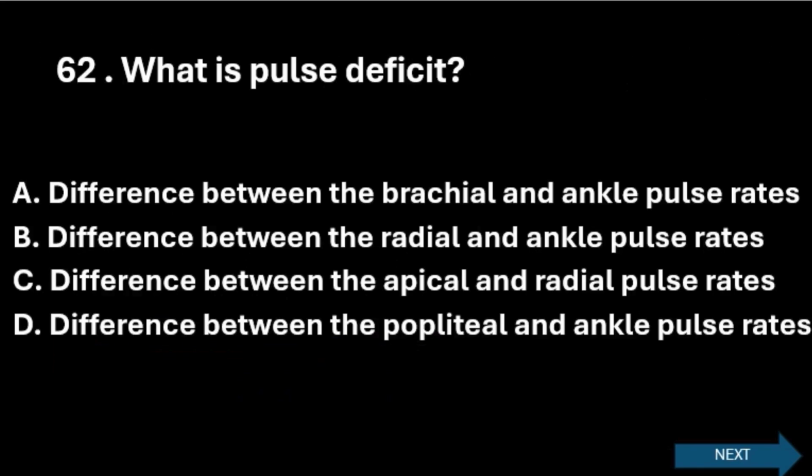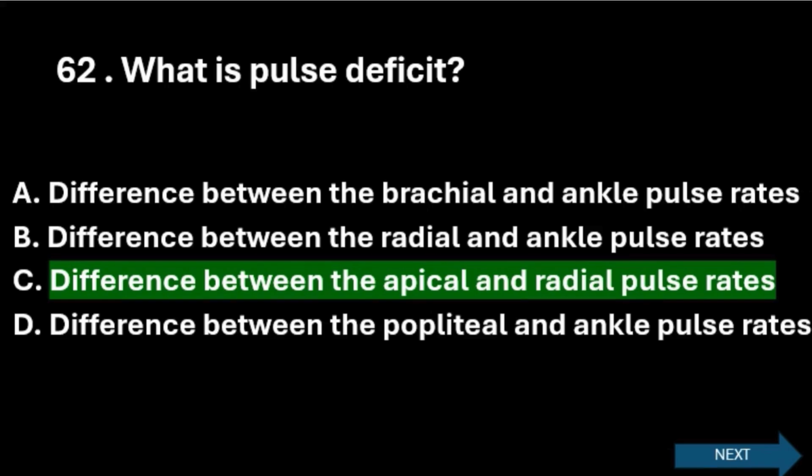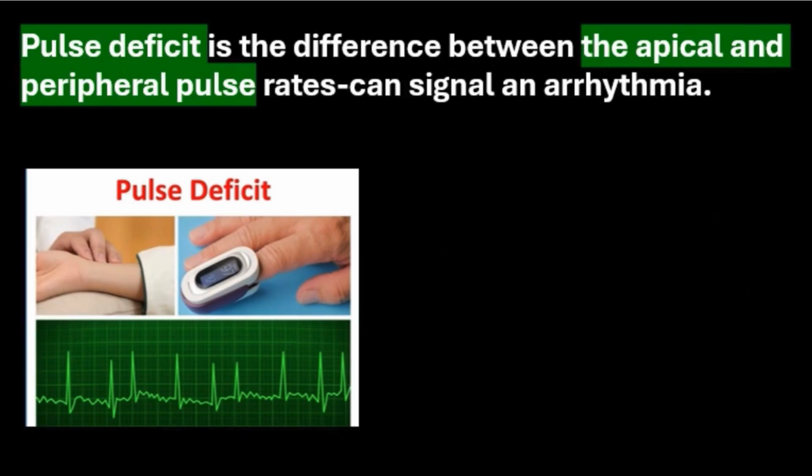Next question. What is pulse deficit? Option A, difference between the brachial and ankle pulse rate. Option B, difference between the radial and ankle pulse rate. Option C, the difference between apical and radial pulse rate. Option D, the difference between popliteal and ankle pulse rate. The right answer here is option C, difference between apical and radial pulse rate. The pulse deficit is the difference between apical and peripheral pulses. So it can be a signal for arrhythmias like atrial fibrillation and all.